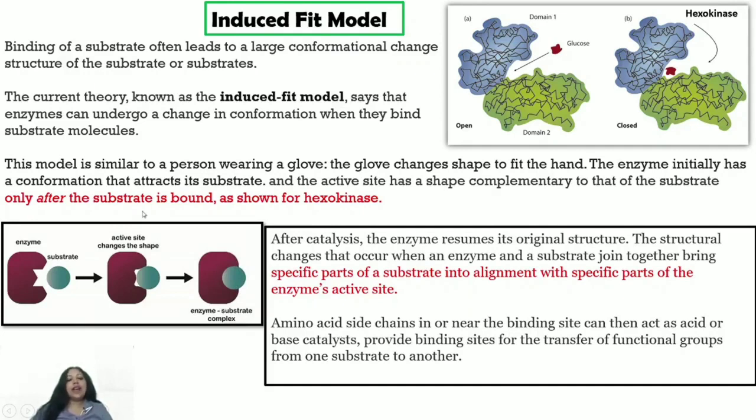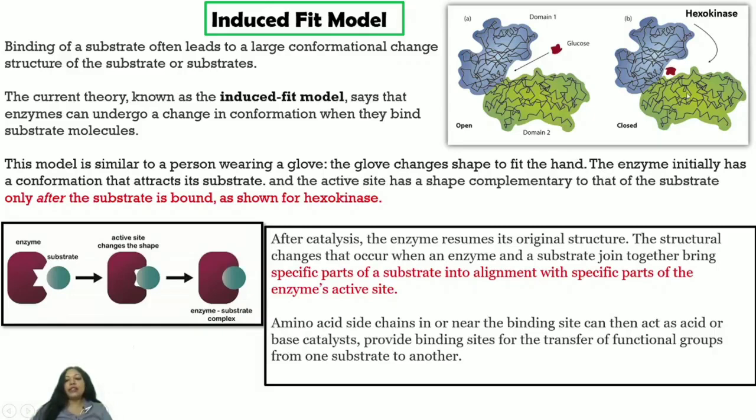You can very easily understand the induced fit model by taking the example of gloves. When you wear a glove, it becomes fit to your fingers, just like when the substrate comes into contact with the active site of the enzyme, the active site makes itself compatible or complementary to it, to fit the actual size or shape of the substrate correctly. This is the induced fit model.